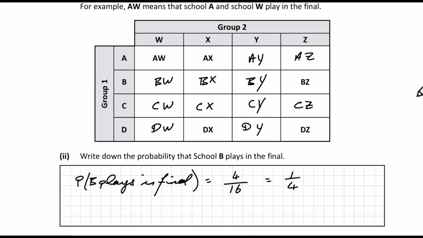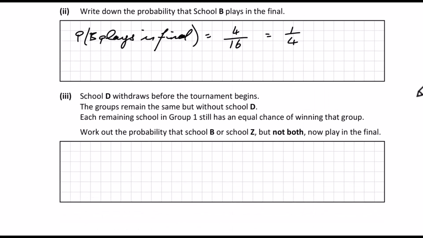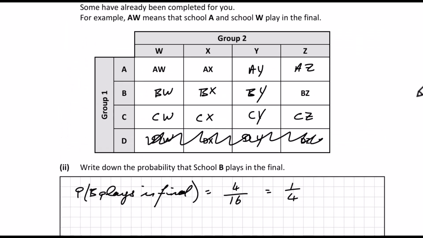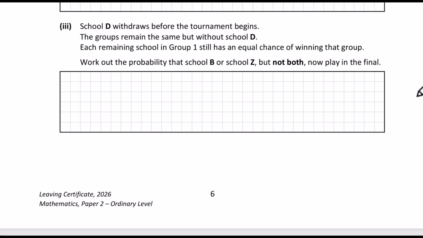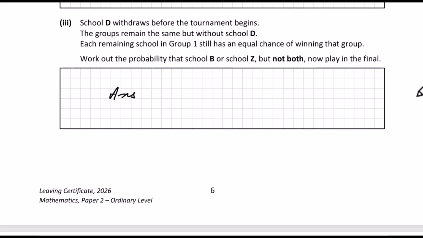Okay, so D has pulled out, so we need to get rid of all the D's. We want the probability that B or Z, but not both, play in the final. So both would be here, so we want to get rid of that one. So really all we've got left are these 3 here. This one has Z, this one has Z. So we've got 5 in total out of 12. There are now 12 in total here rather than 16. So it's 5 over 12 really. So the answer is just 5 over 12.